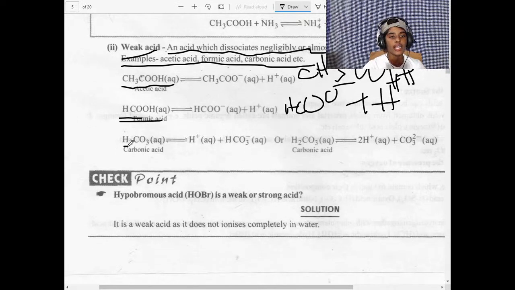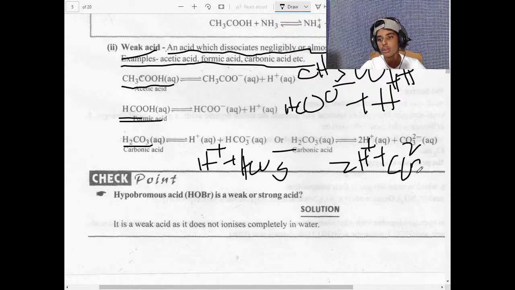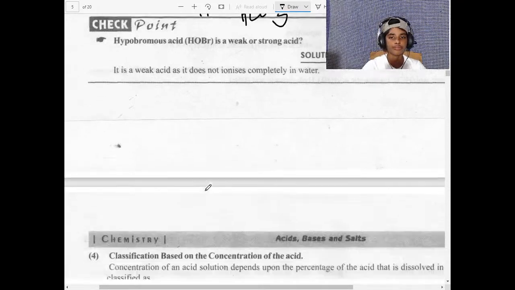And another one, H2CO3. It dissociates in two steps: H plus plus HCO3 minus, or 2H plus plus CO3 2 minus.